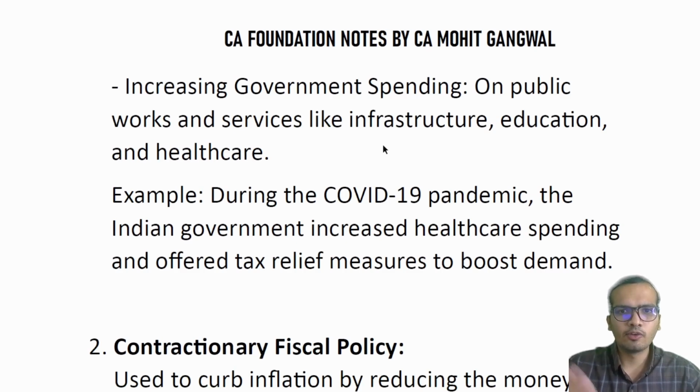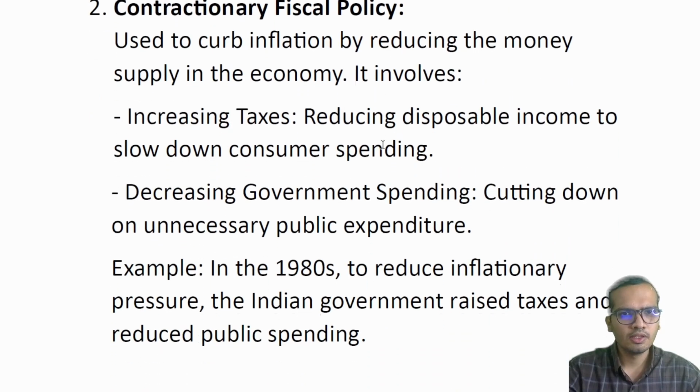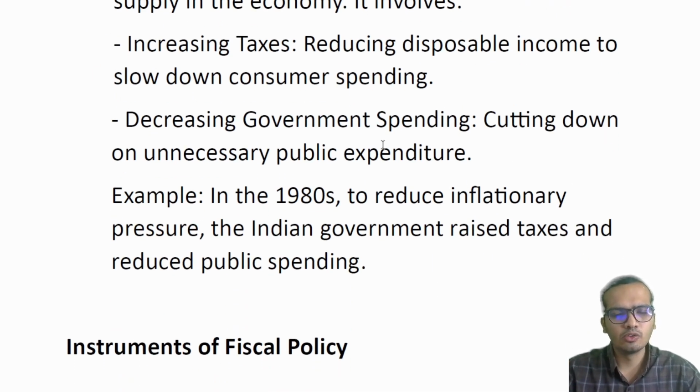Then comes increasing government spending, that is on public works and services like infra, education and healthcare. Example, during the COVID-19 pandemic, the Indian government increased healthcare spending and offered tax relief measures to boost demand. Then comes contractionary fiscal policy. So it is used to curb inflation by reducing the money supply in the economy. It involves increasing taxes, reducing disposable income to slow down consumer spending, and decreasing government spending, that is cutting down on unnecessary public expenditure. So it is exactly opposite of what we discussed earlier.